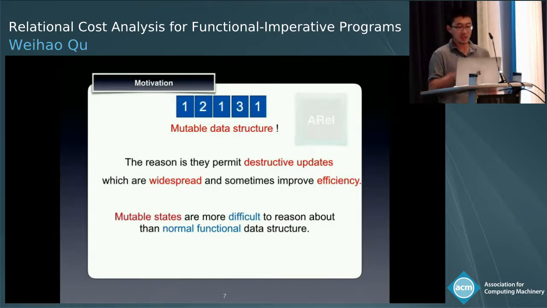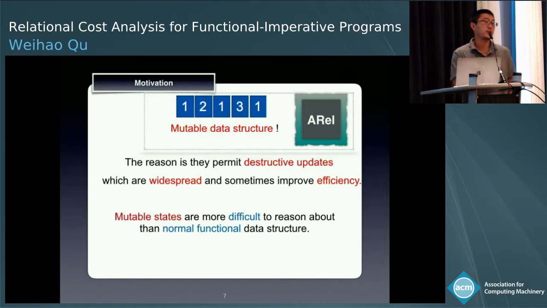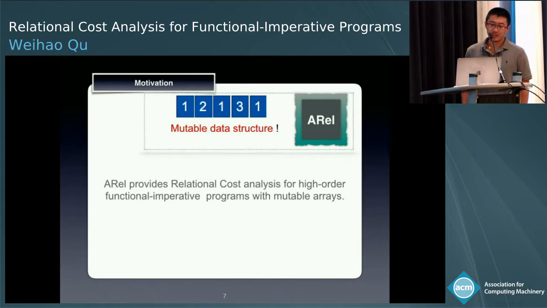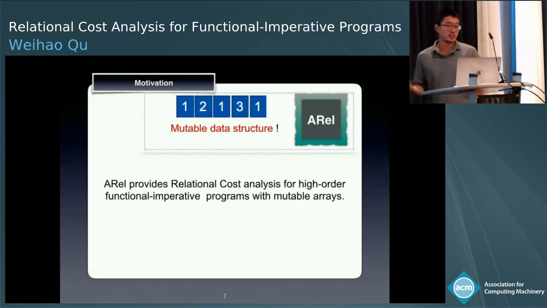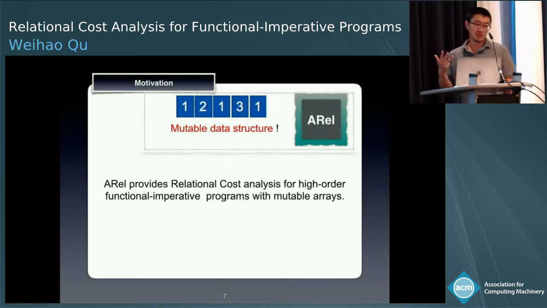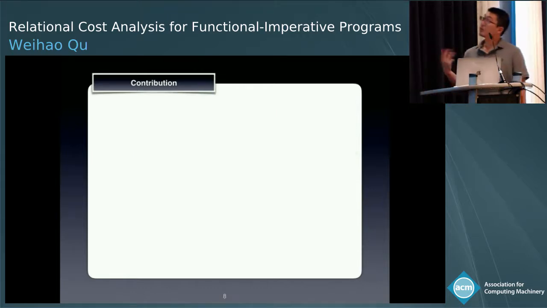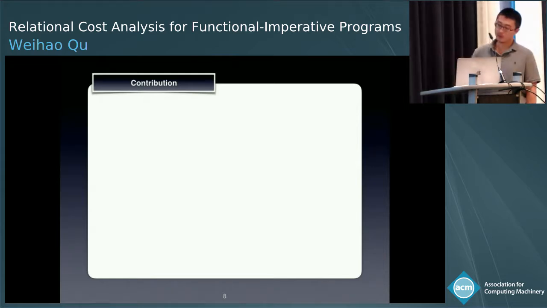In particular, we designed a type and effect system called AREAL, where the A stands for arrays. AREAL can provide relational cost analysis for higher-order functional imperative programs with mutable arrays. Going to the contribution of our AREAL, it consists of 4 parts.